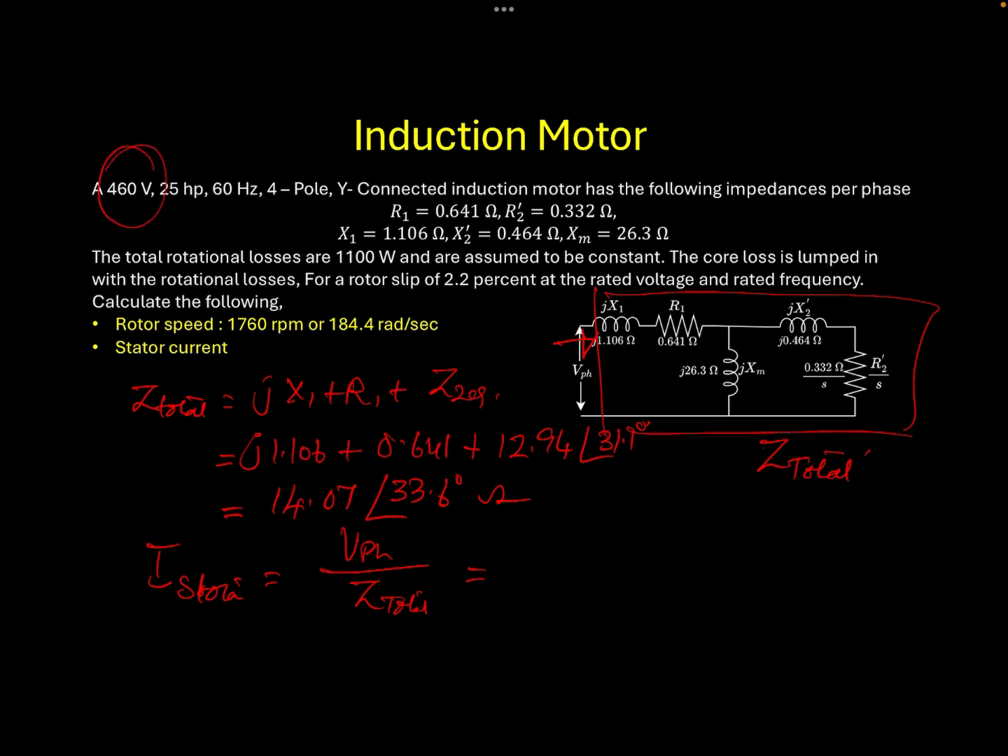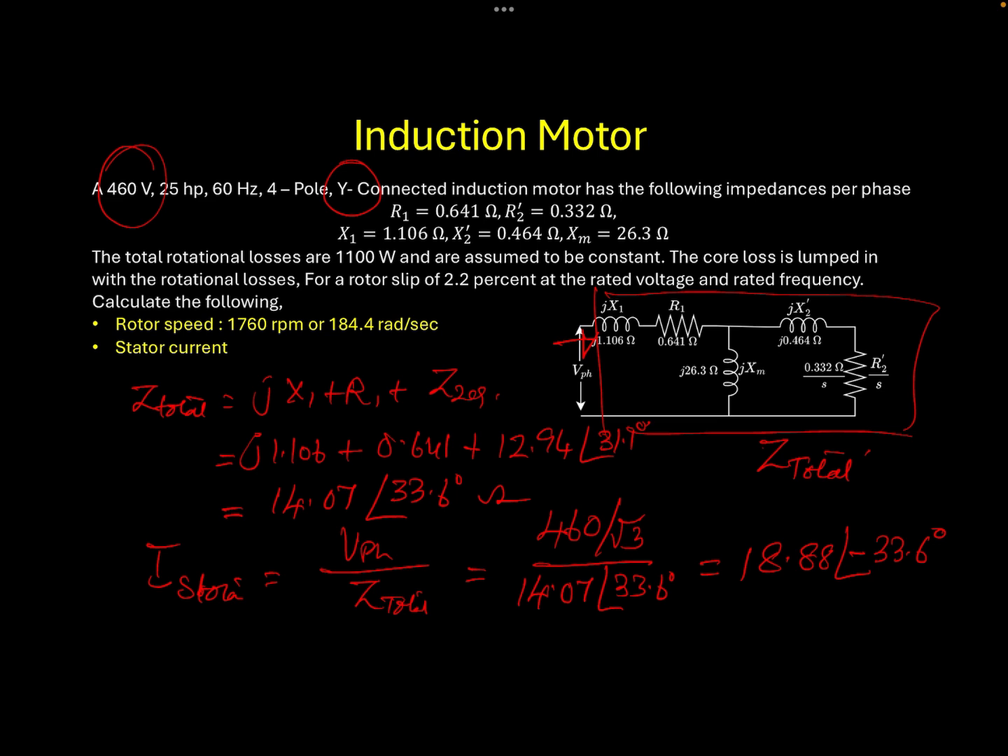Usually the V phase is going to be 460 upon root 3 because this induction motor is a star connected induction motor. So that's the phase voltage, and we have the total impedance as 14.07 at an angle of 33.6 degrees. Then you will get the value of the current as 18.88 at an angle of minus 33.6 degrees. So this is the value of the stator current for us.